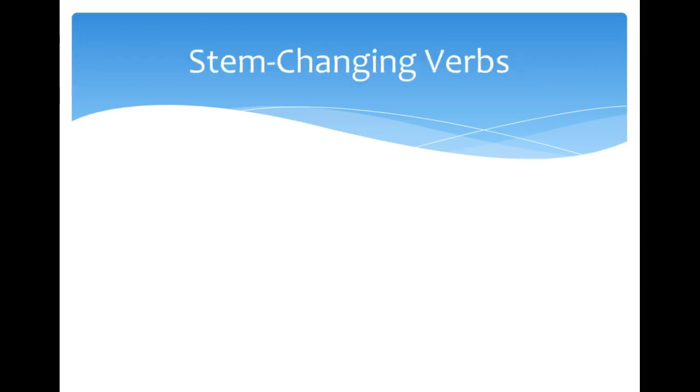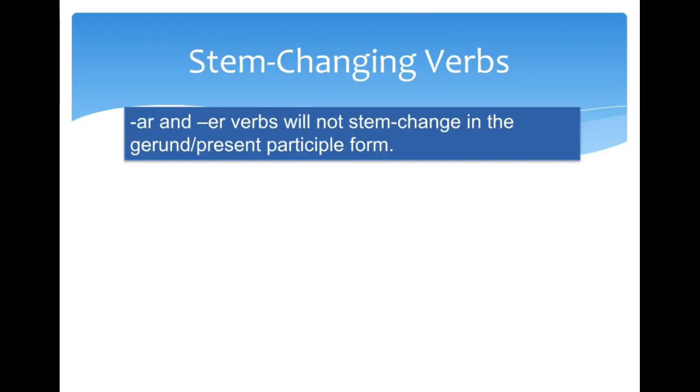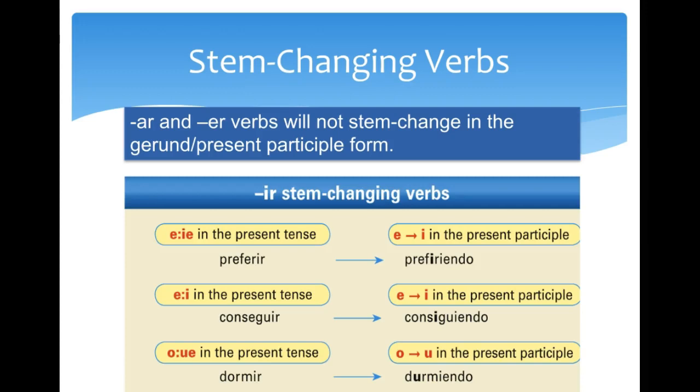Stem changing verbs are a little bit different. AR and ER verbs do not stem change in the gerund or present participle form at all, so that's nice and easy to remember. IR verbs, however, as you're learning, tend to be a little bit more tricky, and this is the rule for IR stem changing verbs. If it is normally an E to IE or E to I verb in the present tense, in the present participle, it's just going to change from an E to an I, as in the examples prefiriendo and consiguiendo.